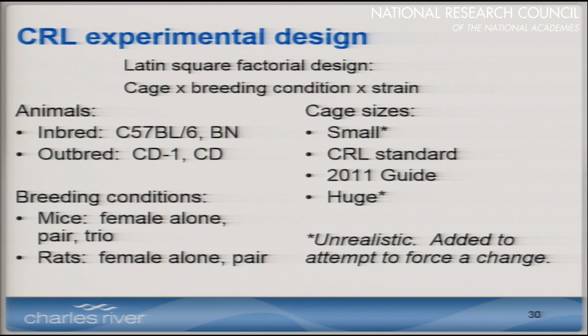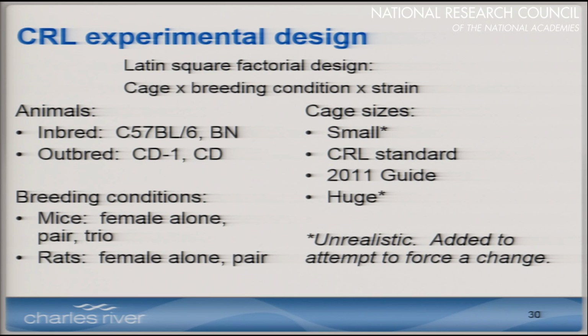So here's a very brief outline of the experimental design we undertook for cage space density evaluation. Again, this is in breeding animals. So it was a Latin square factorial design, and the parameters that were being altered were the cage type or size, the breeding condition, and the strain of animal. So we used two inbred strains, a Black 6 mouse and a Brown Norway rat. Those are the inbreds. And two outbred strains, a CD1 mouse and a CD rat.